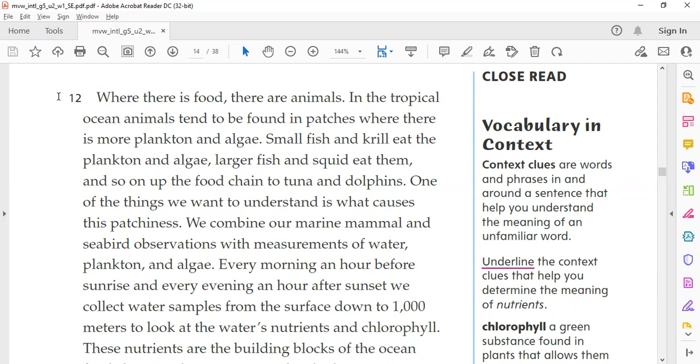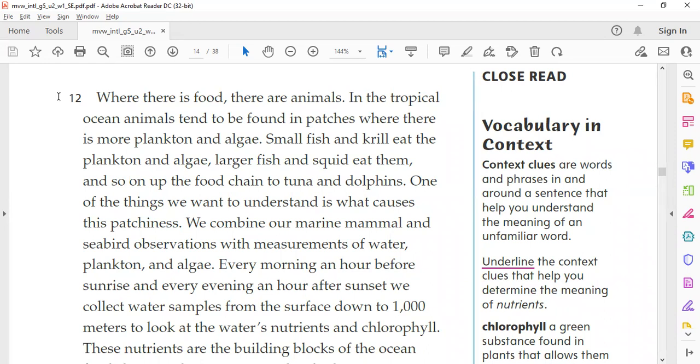Where there's food, there are animals. In the tropical ocean, animals tend to be found in patches where there is more plankton and algae. Small fish and krill eat the plankton and algae. Larger fish and squid eat them, and so on up the food chain to tuna and dolphins. One of the things we want to understand is what causes this patchiness.